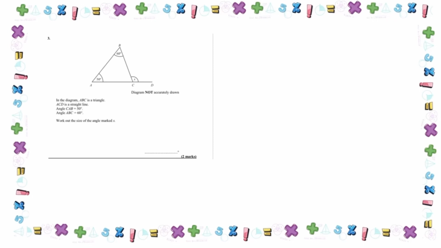Let's have a go at some exam questions. So in the diagram, ABC is a triangle, and we're given two angles of 50 degrees and 60 degrees. Work out the size of the angle marked X. So first of all, let's identify what type of triangle this is. Looking at this, it's a scalene triangle. And remember, angles in a triangle always add up to 180 degrees. So what we need to do is 180, take away 60 degrees, and take away 50 degrees to give us 70. So that means this inside angle here is going to be 70 degrees.